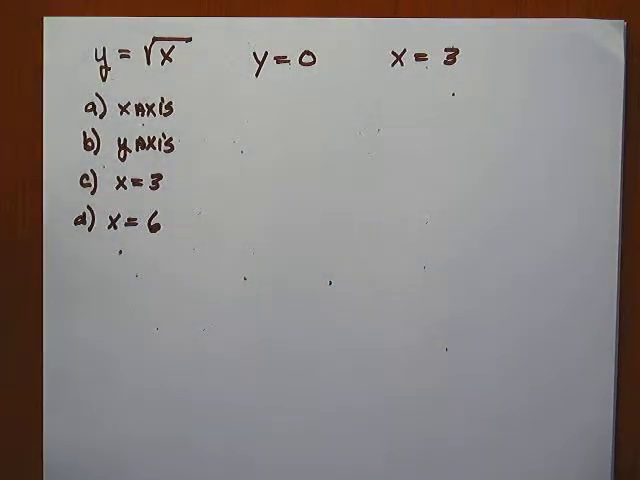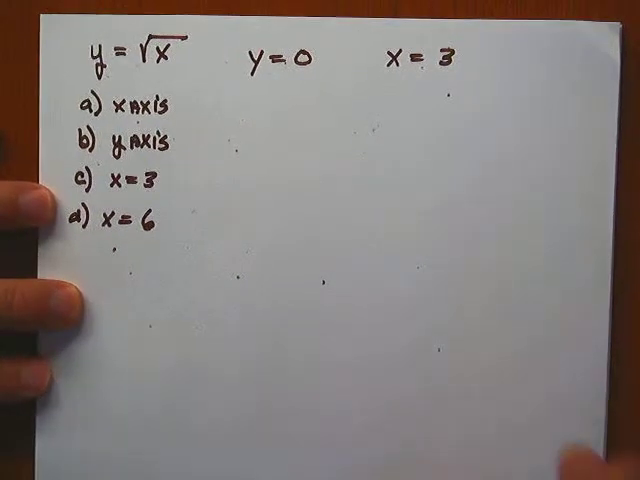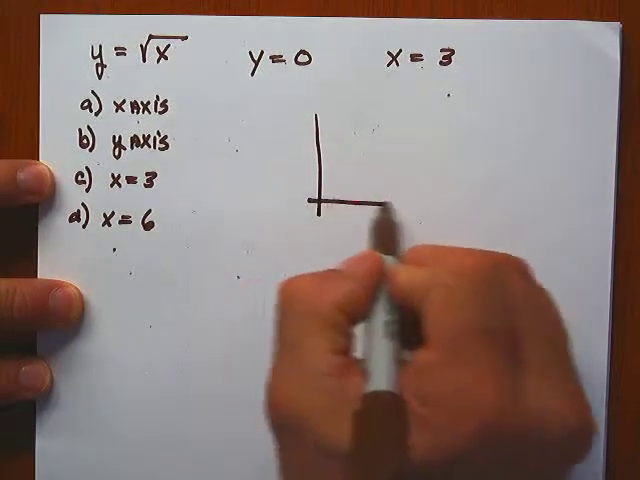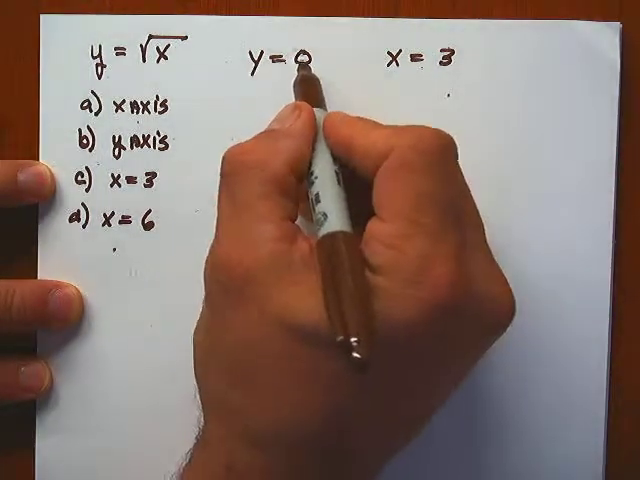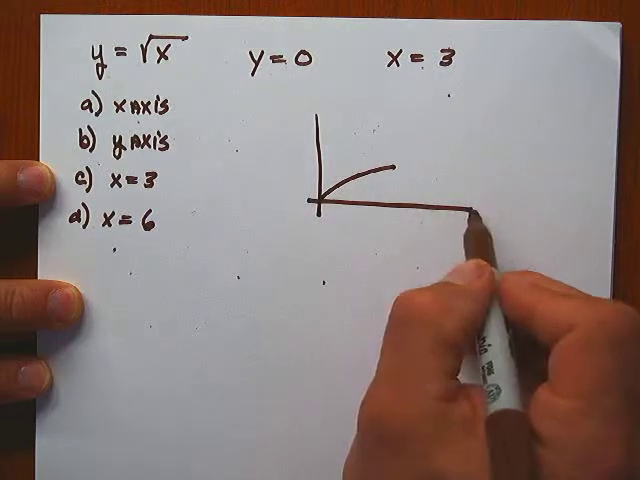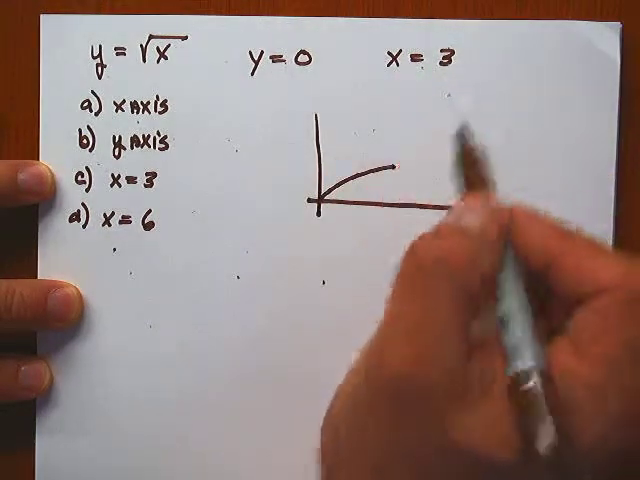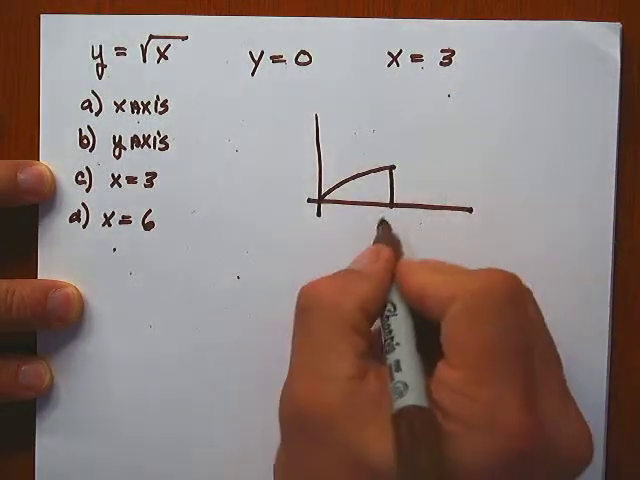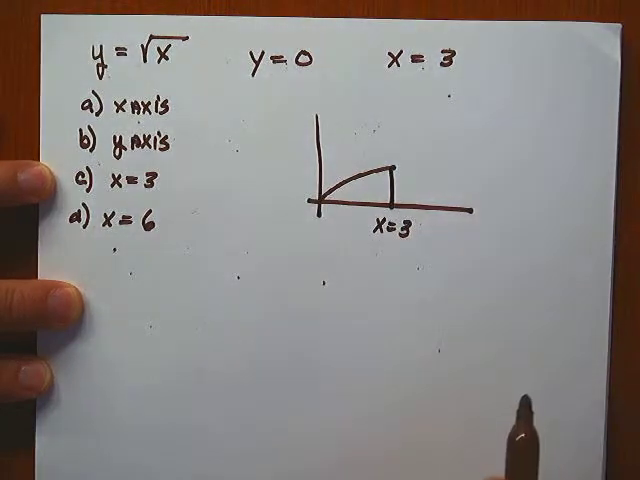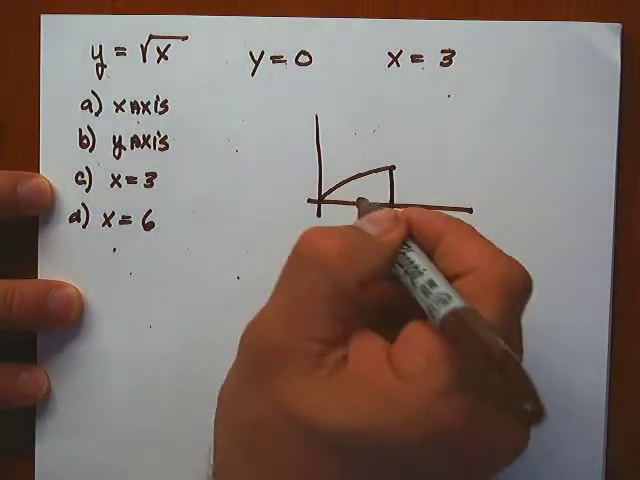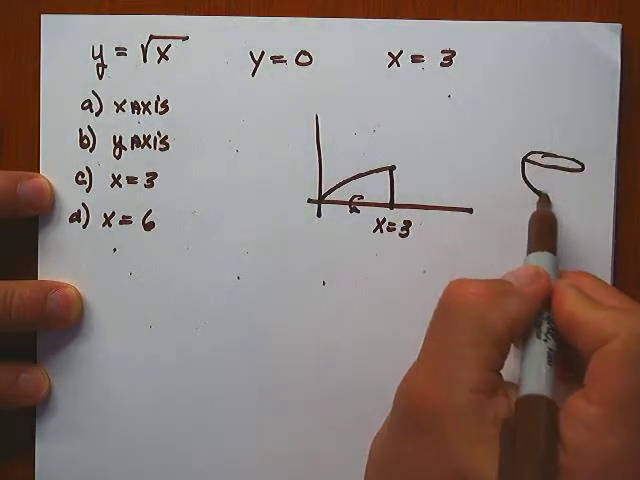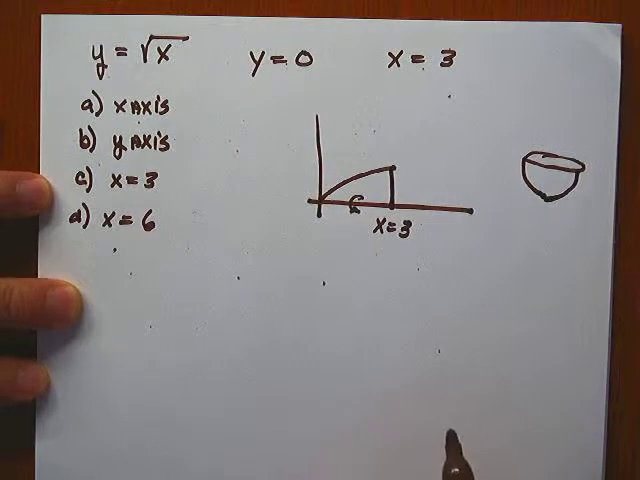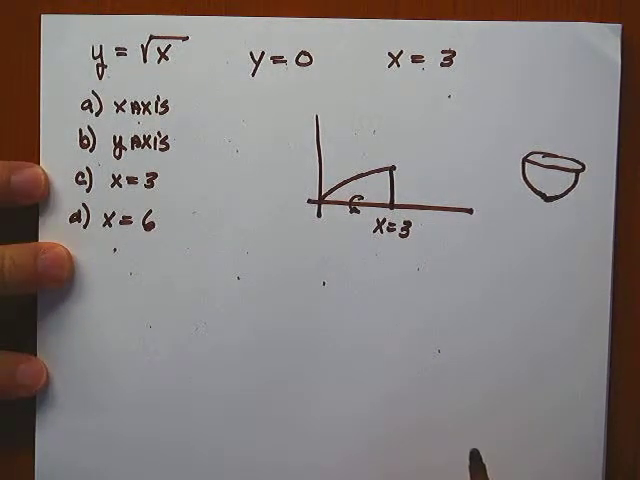Now the most important thing you want to do on these is draw a picture, because you know what the actual function looks like. The actual function is a square root, and it's going something like this, and then y is equal to 0 is the x-axis, and x equal to 3 is right there. Revolving it around the x-axis is going to look kind of like a top, or an acorn.